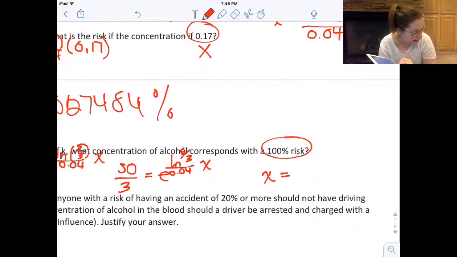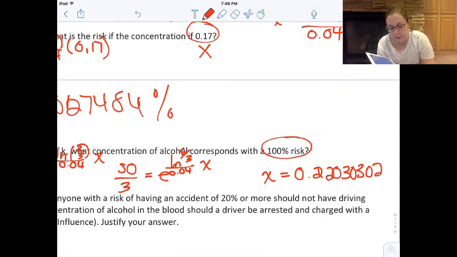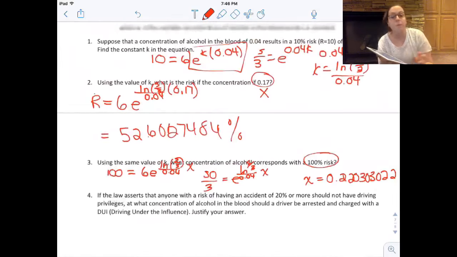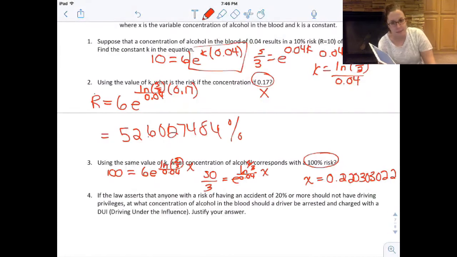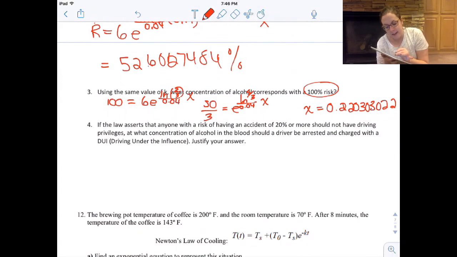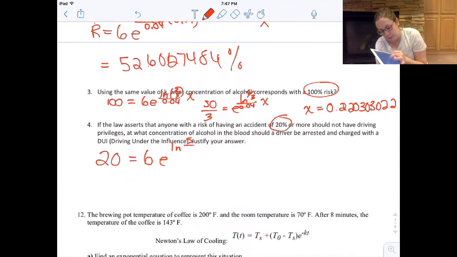Again, our best estimate. Now it said, assuming that if there's anyone with a greater risk than 20%, what should be the limit that we should have? So what I would do again is set this equal to 20, and let's see what that concentration should be. So I'm going to solve this in the same way. Divide both sides by 6, convert and solve, and I wind up getting that x is 0.0942766618. So that would correspond to a 20% chance. Now, if you know the legal limit for driving is 0.08, you always see like 0.08, don't blow it. So 0.09 is a 20% chance, 0.08 would be the limit just below that.